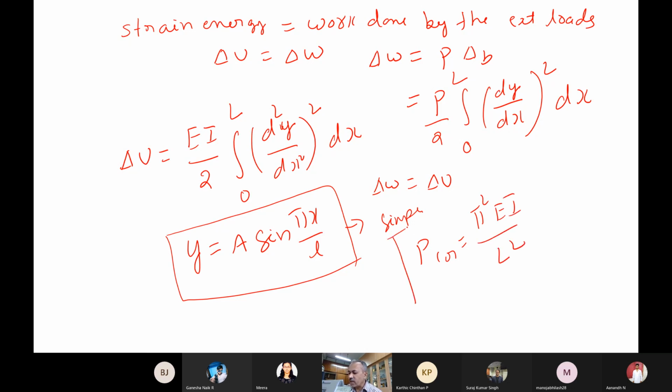So why did we get the exact result? In that video also, by taking sine pi x by L. See, we got the exact answer, right? By taking sine pi x by L, you come to delta W, delta U, and if you equate them, we got P_CR as pi square EI by L square. Now, what is the reason for this? Because our eigenvector is accurate, exact. Since you have assumed the eigenvector excellent, you will get the best value.